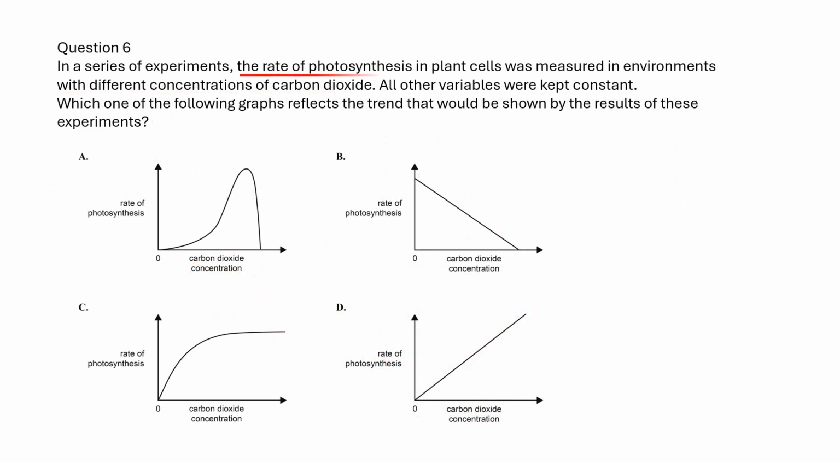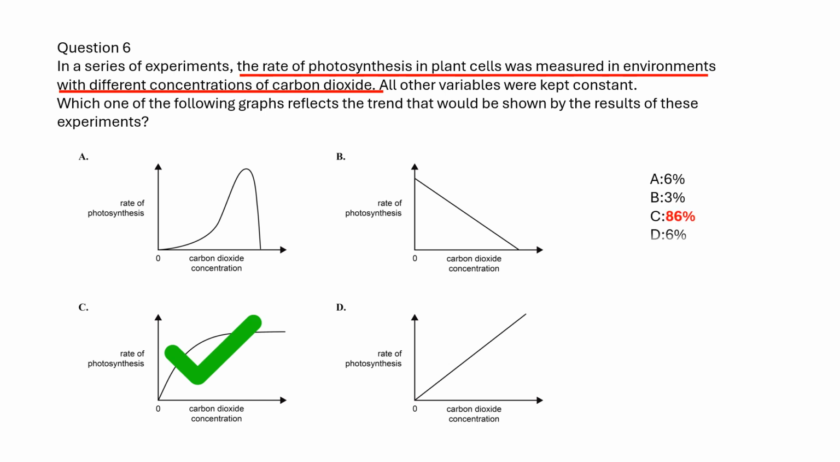The rate of photosynthesis in plant cells was measured in environments with different concentrations of carbon dioxide. In the beginning, increasing carbon dioxide concentration should accelerate the photosynthesis rate. However, the rate of photosynthesis should attain a plateau as the concentration increases, because carbon dioxide saturates the active sites of photosynthesis.